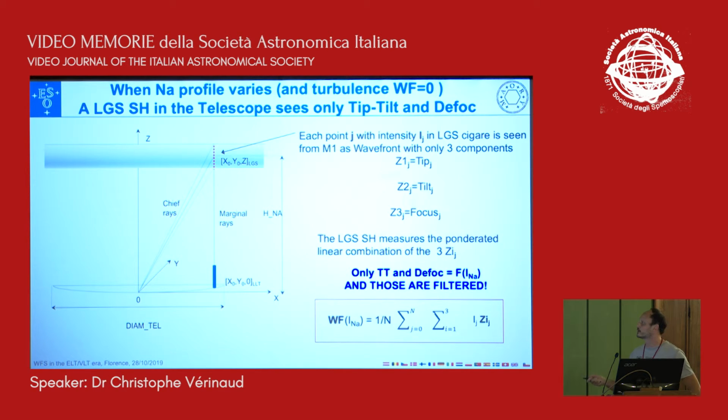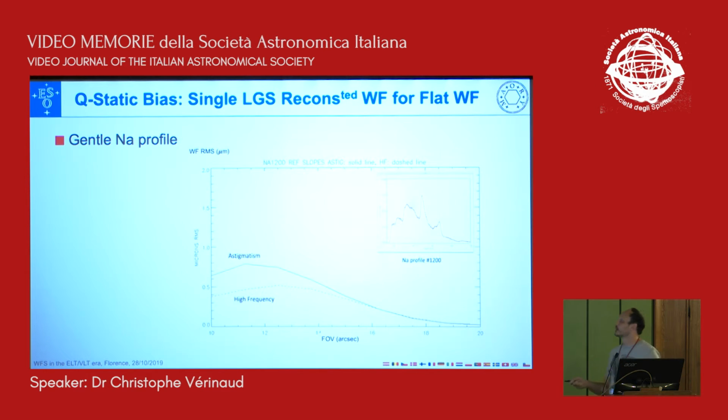So when the sodium profile varies, these modes, tip, tilt, and defocus vary, but since we are filtering them, actually the wavefront is flat. So is this true? Actually, is this always true? It's not always true. Here I have reproduced the RMS of the static wavefront as a function of the field of view, separated into astigmatism and the high frequency part. And you see that for large field of view, where you have no truncation, you have really a flat wavefront. The lower the field of view, the more aberrations there are.